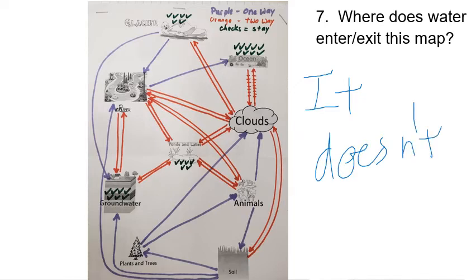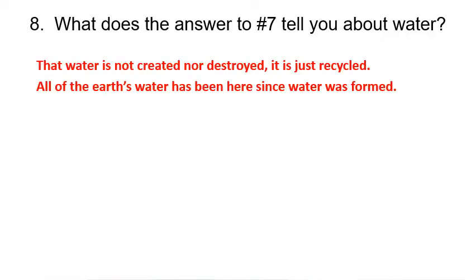This means that water is always somewhere in this water cycle. It never leaves. Water's not created or destroyed. It's in there somewhere, and it doesn't ever leave one of these locations. It can move between the different locations, but we don't ever get new water coming in, and we don't ever have water that leaves. So what does this tell you about water? Water's not created or destroyed. It is just recycled. It moves from one location to another.